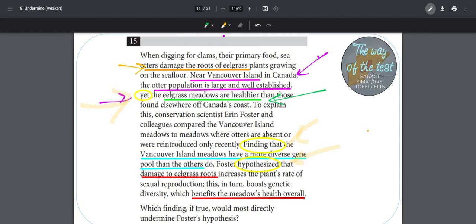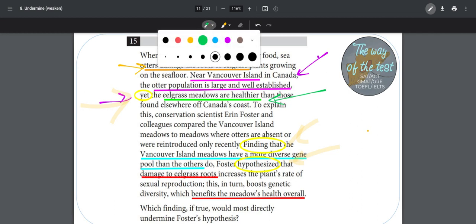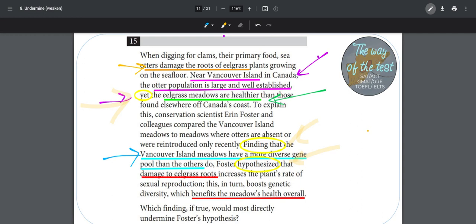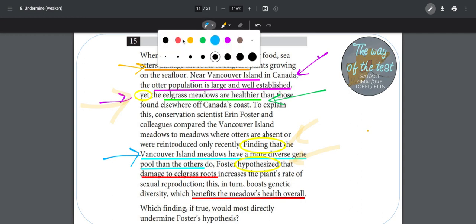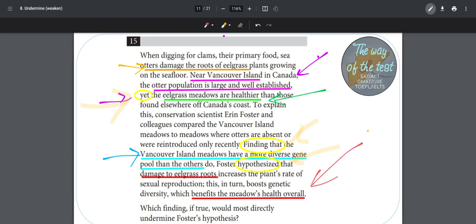And then we find the other findings. Here, the finding is that the Vancouver Island meadows have a more diverse gene pool than others. So the explanation will be that in this specific place, the place in purple, the meadows have a more diverse gene pool than others. And now, what is the hypothesis? What is the thing that we want to weaken? The hypothesis is the damage to the eelgrass roots, which is caused by the otters, benefits the meadows' health overall.